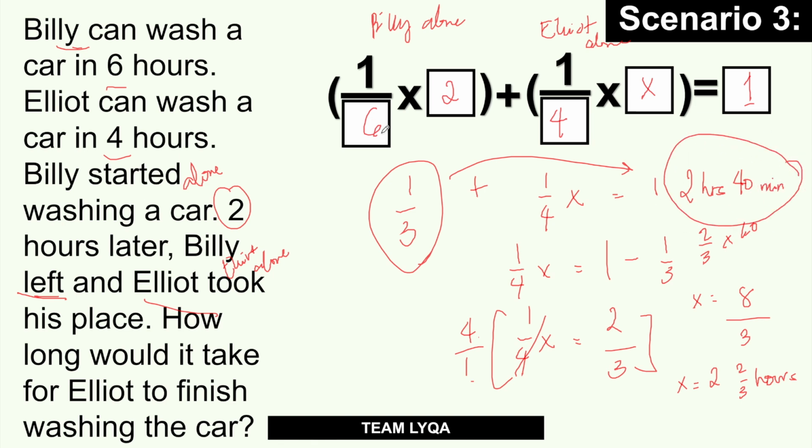Okay? So, again, mag-isa si Billy, 2 hours, and then aalis siya, maiiwan si Elliot mag-isa. Siya naman ang sasali, siya naman ang gagawa by himself. So, that is 1/4 times x. At sinolve natin for x. So, ibig sabihin, mag-isa si Elliot after umalis ni Billy. It will take him 2 hours and 40 minutes to finish washing the car. Okay? So again, I hope you got this right.